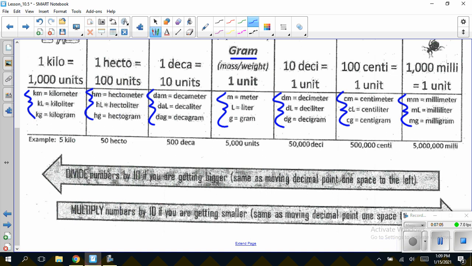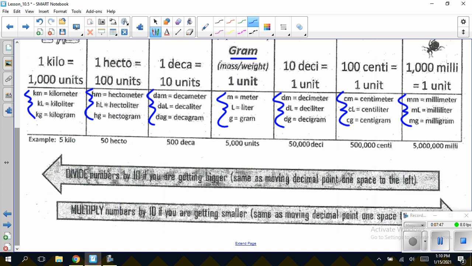You will notice at the bottom of this piece of paper, it does say that if you are going from a small unit of measure to a larger unit of measure, you are going to be dividing, kind of like our "fly to horse, divide, of course." So divide numbers by 10 if you are getting bigger, same as moving the decimal point 1 space to the left. So if you recall from chapter 5, when we were dividing with our decimals, we knew that anytime we had to divide, we would swoop to the left from the decimal the number of zeros that we had to move when we were dividing by powers of 10.